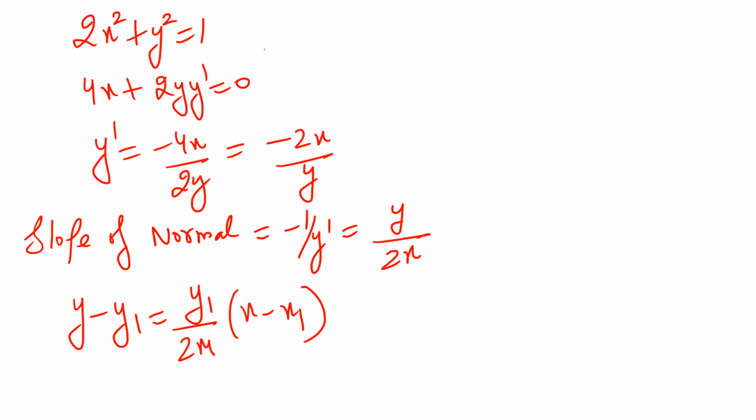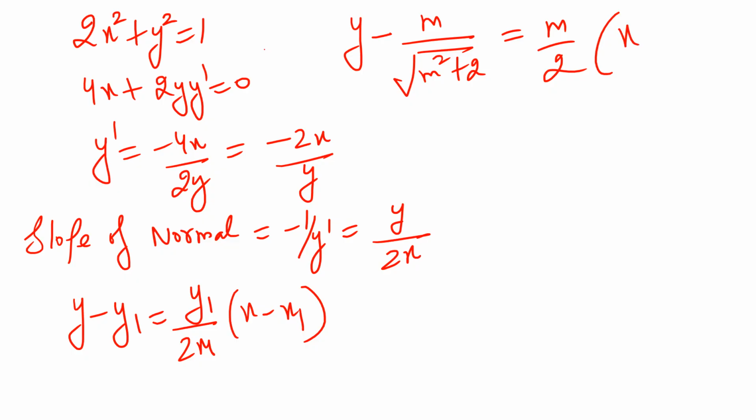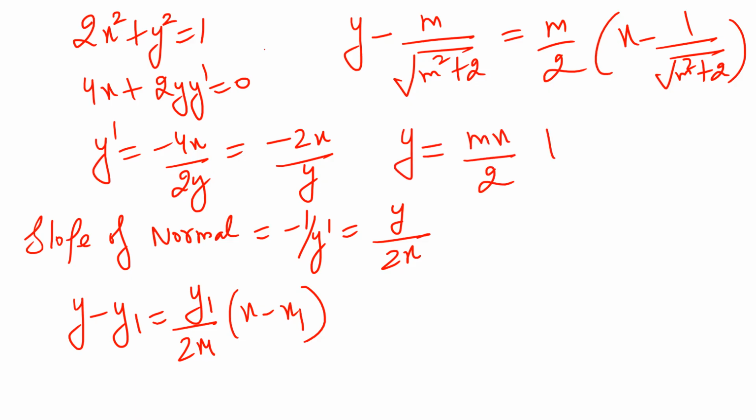Right? I have just used the point slope form to write the equation of the normal. Now students, the point x1, y1 is nothing but the point P. And we already know its coordinates in terms of m. So just put in the values. The equation becomes y minus m upon square root of m square plus 2 equal to m by 2 into x minus 1 upon square root of m square plus 2. When you simplify this equation, it becomes y equal to mx by 2 plus m upon 2 into square root of m square plus 2.